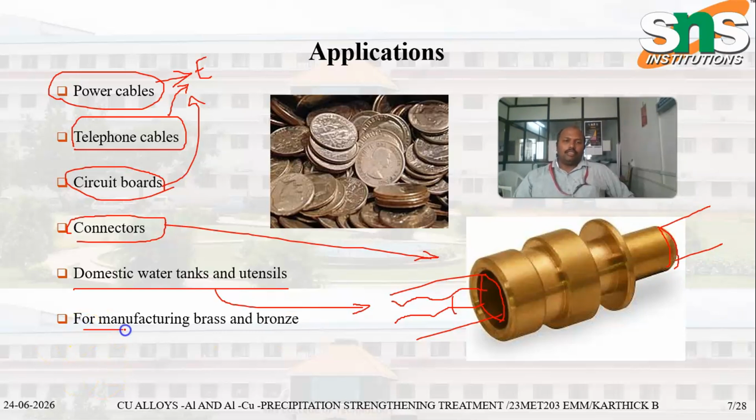Next is the manufacturing of brass and bronze. When you add zinc to the copper, brass comes into the picture. So copper and zinc combined form brass, and copper and tin combined form bronze.